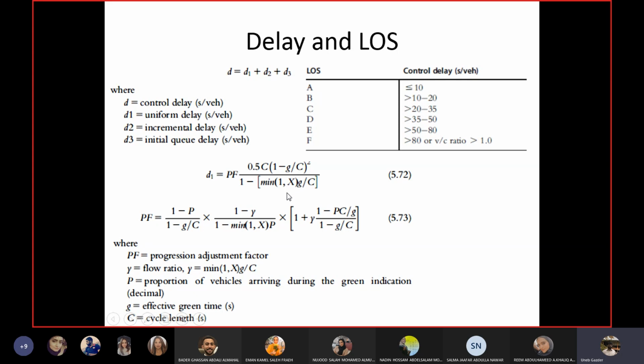The client says, tell me the delay. Congested, not congested, tell me the delay. In that case, you will calculate d1, d2, d3, all three of them, and then you will tell him the value of the delay, and in that case this bracket will be 1.